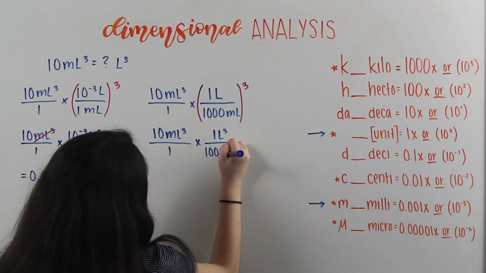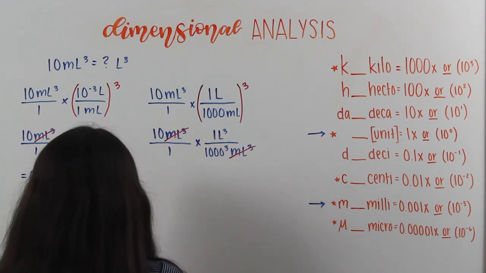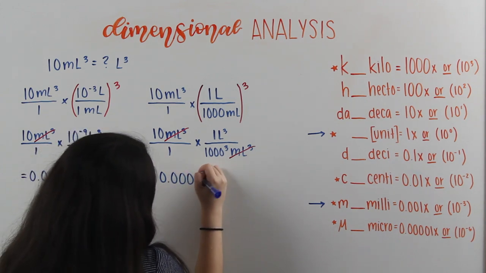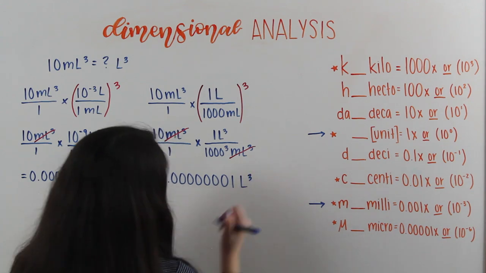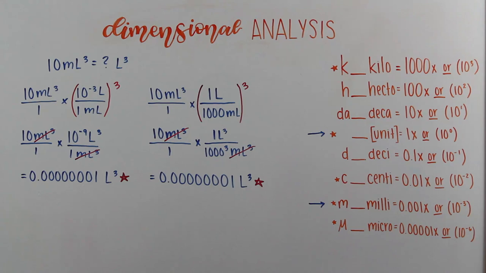After distributing the cube, we cross-cancel the milliliters cubed, leaving the desired unit liters cubed. 1 divided by 1,000 cubed is 0.00000001. Adding the unit liters cubed, we have 0.00000001 liters cubed.